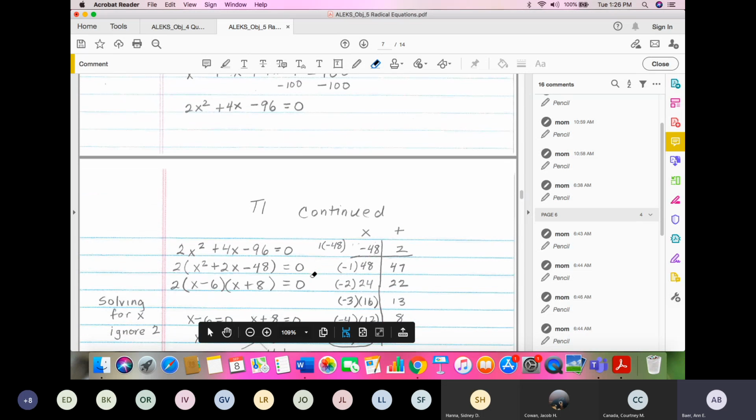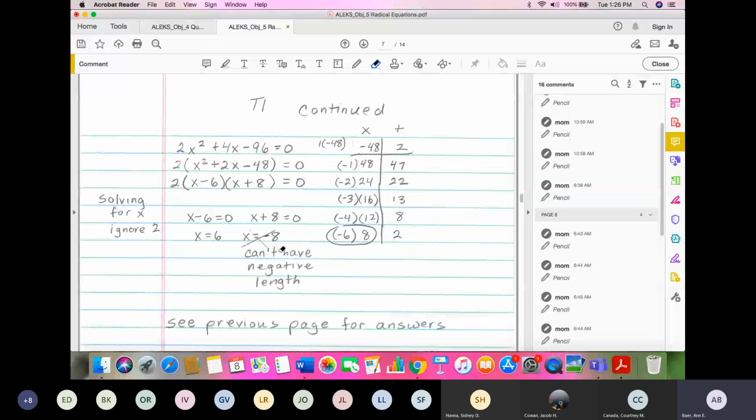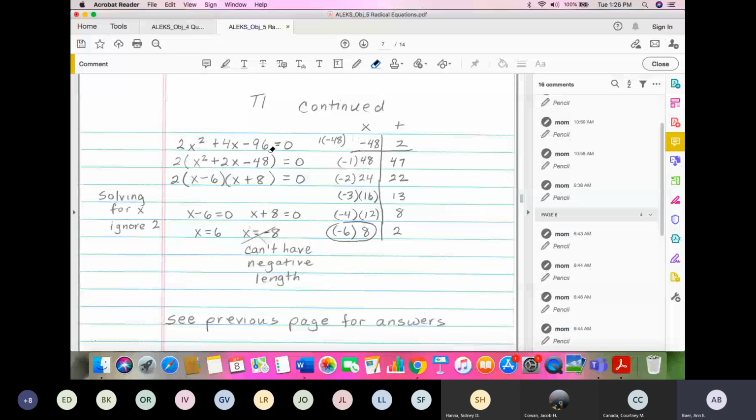So let's go to the next page. I just copied this down right here, so we can look at this. So what are we looking for? Well, first let's factor the 2 out. I see that this is an even number, this is an even number. If you can factor the 2 out, then you don't need to deal with the leading coefficient of 2 when you factor. That's the beauty of this.